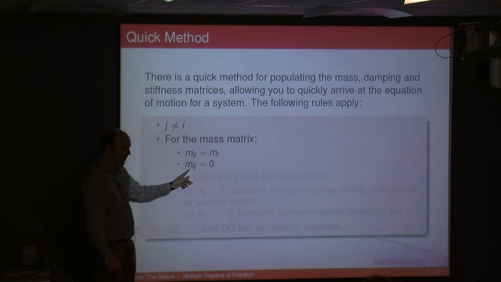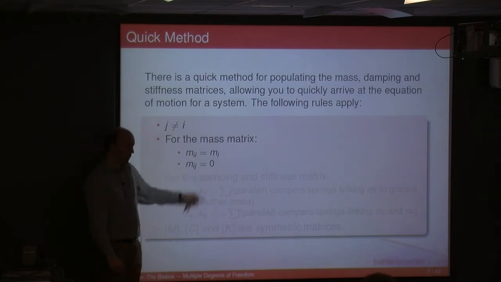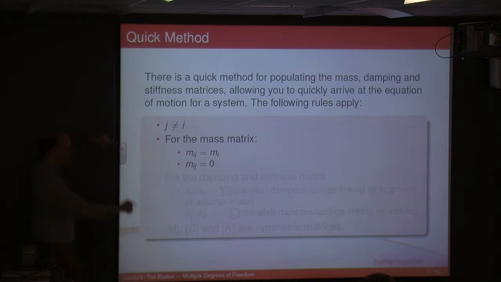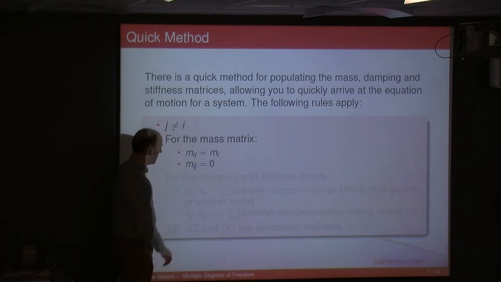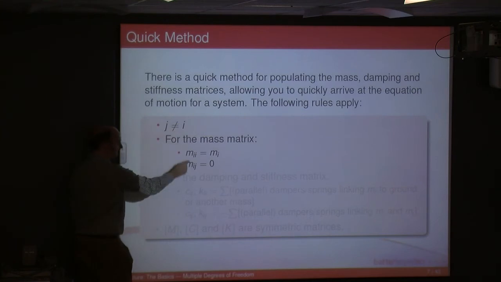Anything that's not on the diagonal, so Mij, so M12 and M21, will be 0. So basically your mass matrix is just the diagonals, and you simply list the masses that are in your system. M11 will be M1 and M22 will be M2. And anything off diagonal, which is given by Ij, because they're not equal to each other, will equal 0. There's the mass matrix, straightforward.